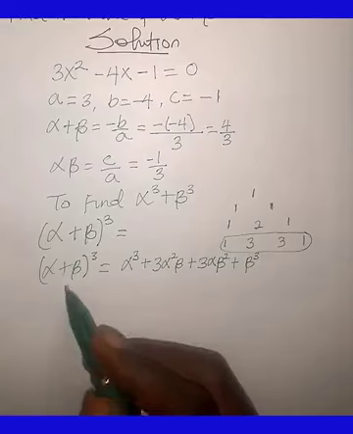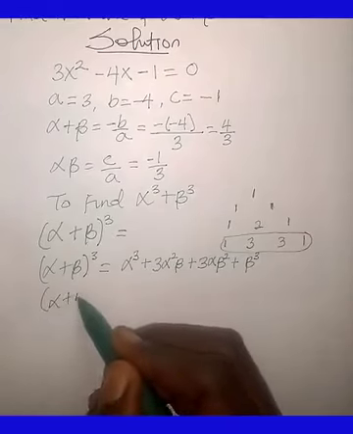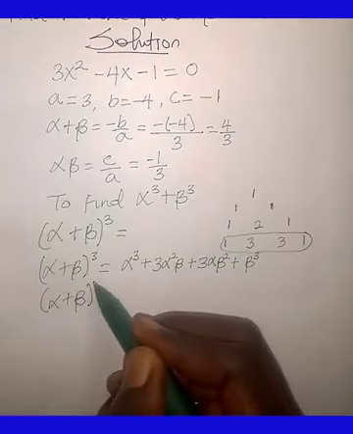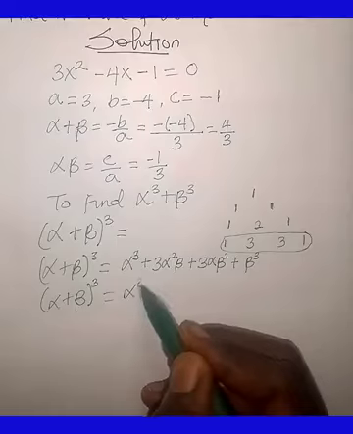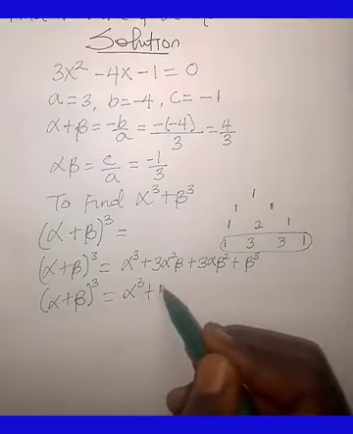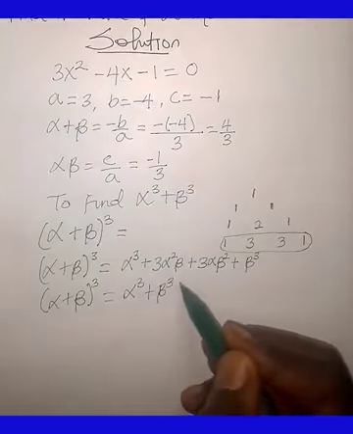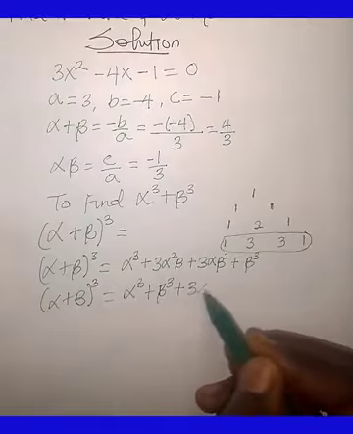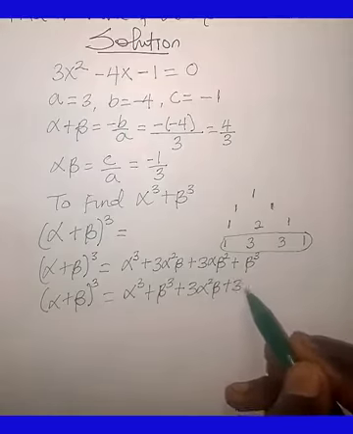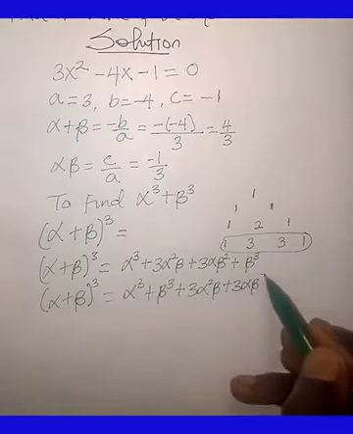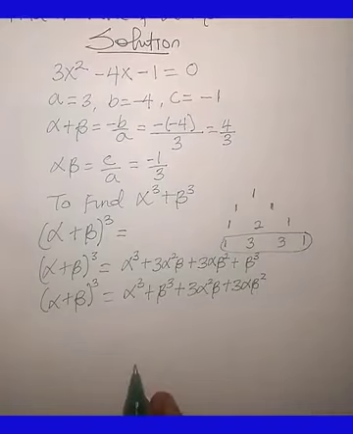So let's bring it together. We are going to have (alpha plus beta) raised to power 3 equal to alpha raised to power 3 plus beta raised to power 3 plus 3 alpha square beta plus 3 alpha beta square. So this is what you have.